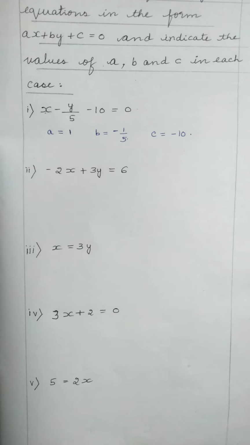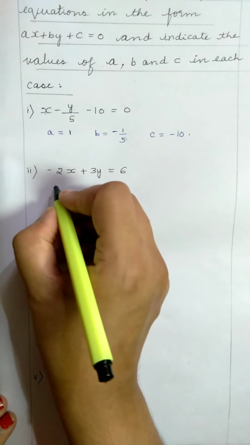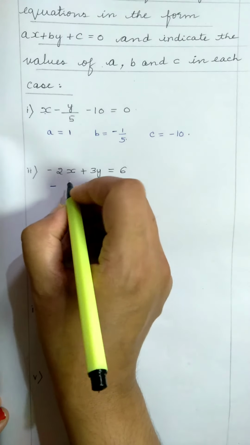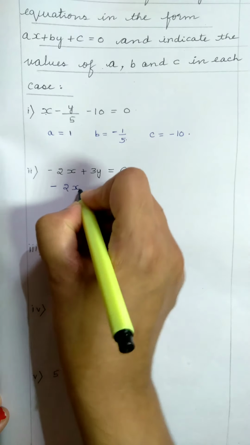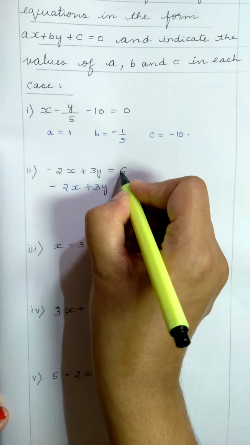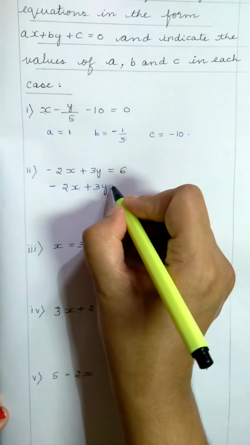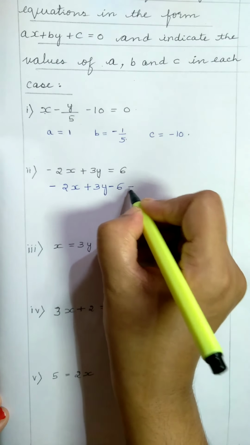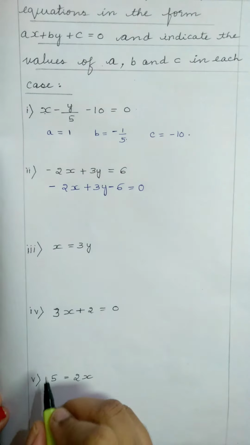Now consider the second problem. We have -2x + 3y = 6. We have to express this equation in the form of ax + by + c = 0. So let us write this equation as -2x + 3y. The 6 is on the right hand side of the equation, while coming to the left hand side it becomes -6 = 0.